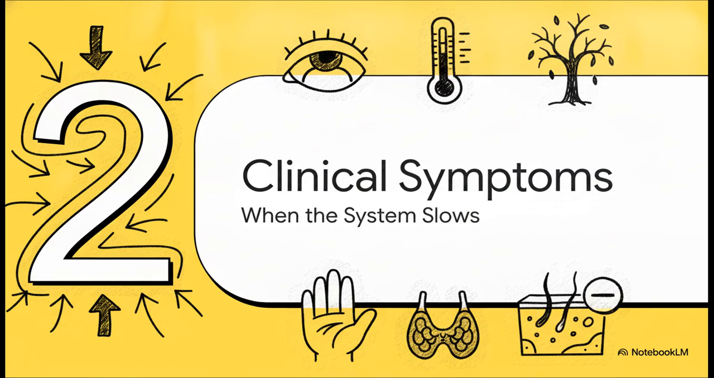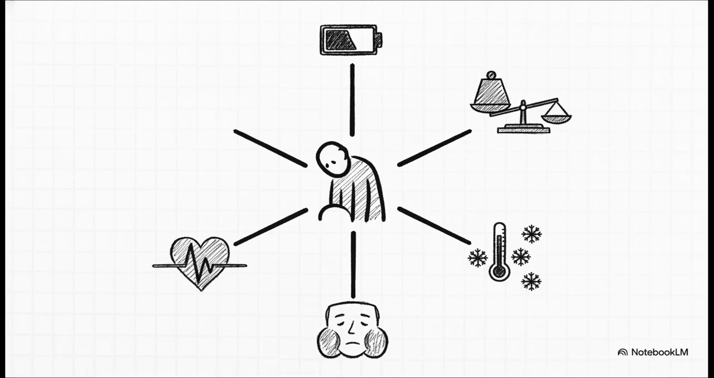Moving right along to Section 2, General Clinical Symptoms. Let's look at what happens when the system slows down. Before we even peek inside the oral cavity, we really have to understand how this hormone drop affects the whole patient. Because the metabolic rate just plummets, every single system in the body hits the brakes. This leads to classic, highly visible clinical signs.